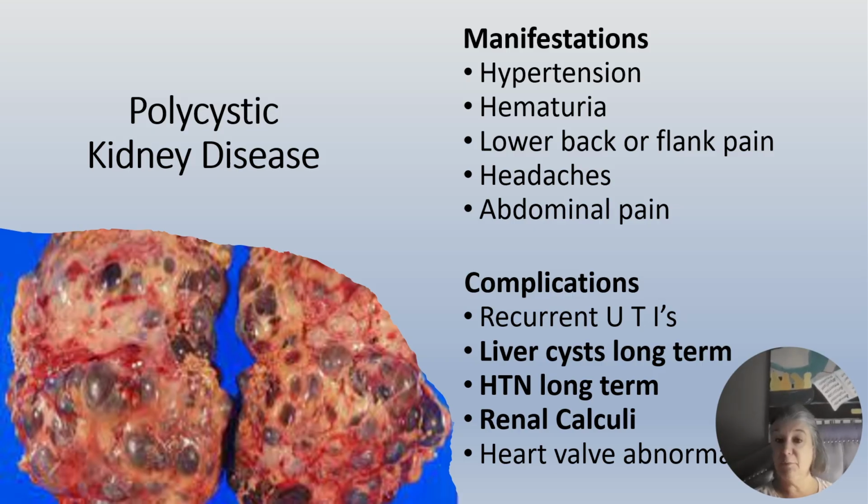So if I can't control your blood pressure, that is going to put you at risk for other chronic disease processes. Polycystic kidney disease also puts you at risk for renal calculi, so stones, recurrent UTIs, hematuria, and then heart valve abnormalities.